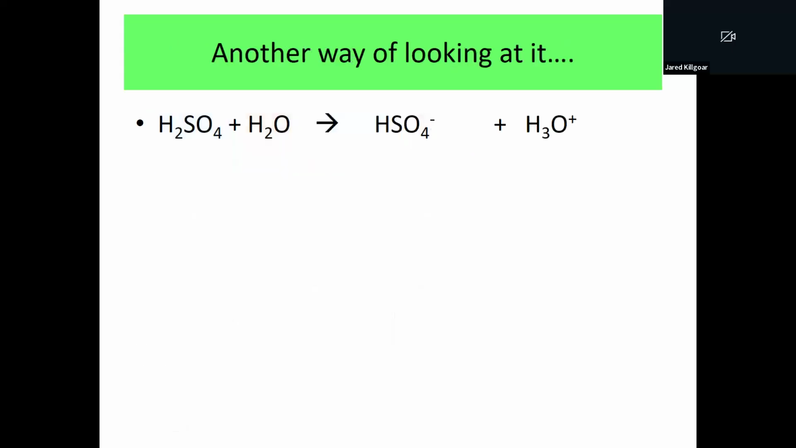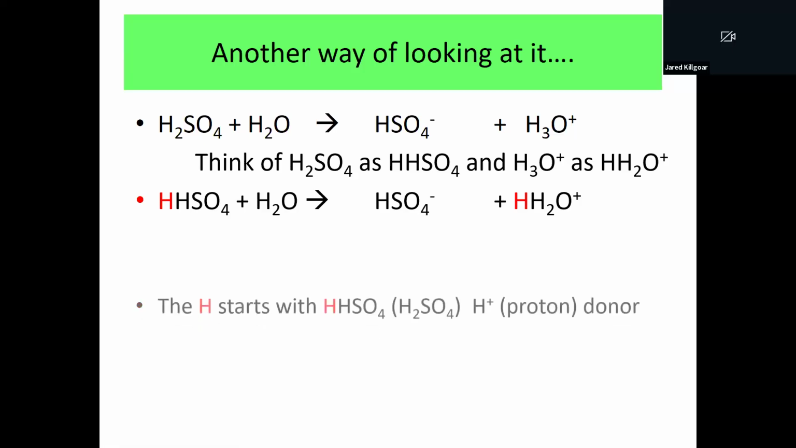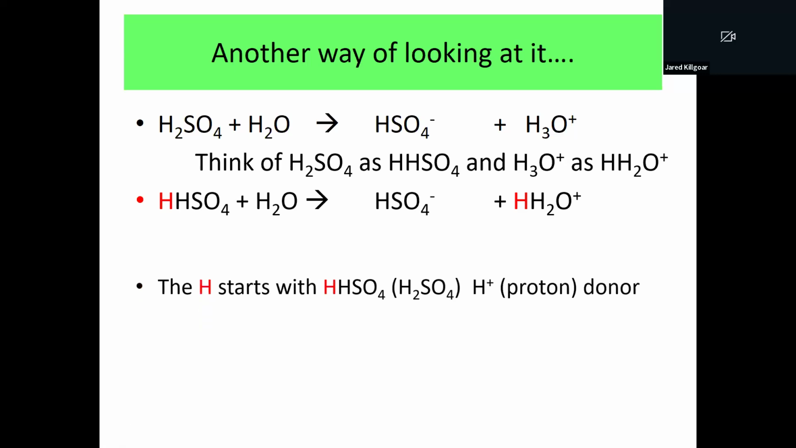Okay. Why don't you think about it a little differently if you're having trouble. Let's think of H2SO4 as H-HSO4 and H3O plus as H-H2O plus. We're talking about transferring this hydrogen ion here. The red one is the one that's highlighted, that is transferred. The H starts with the HSO4 in H2SO4.